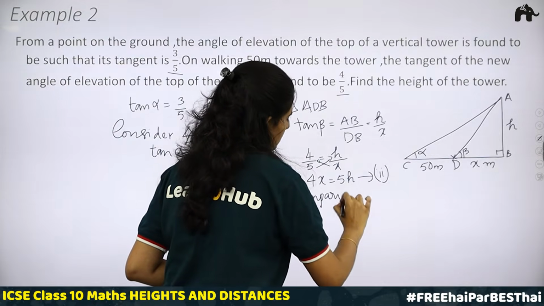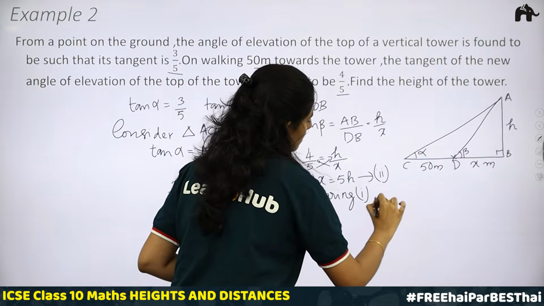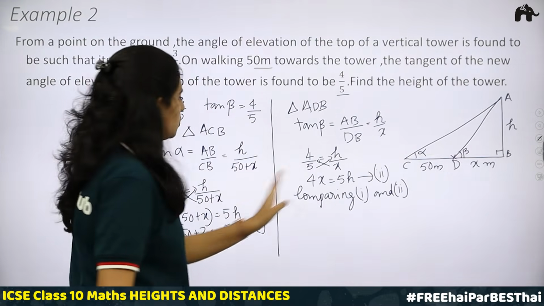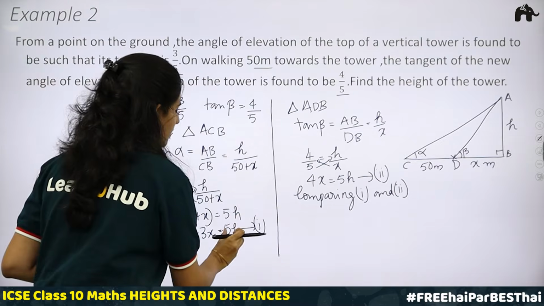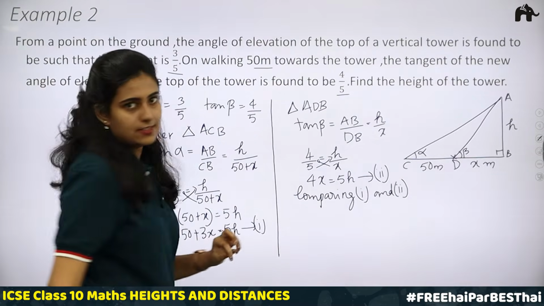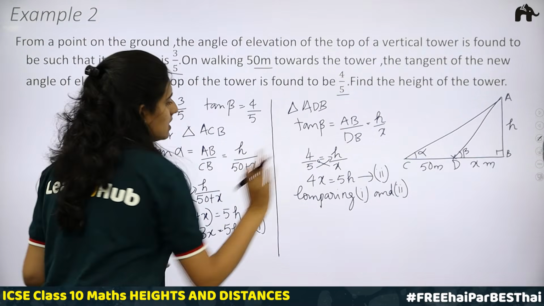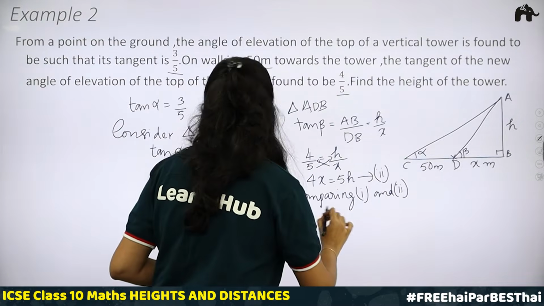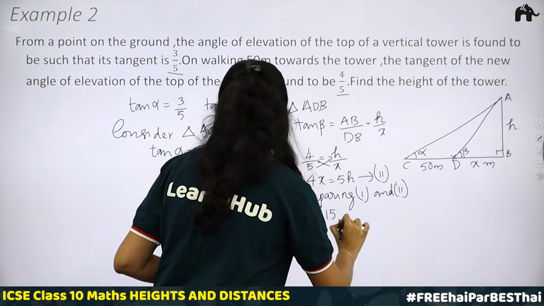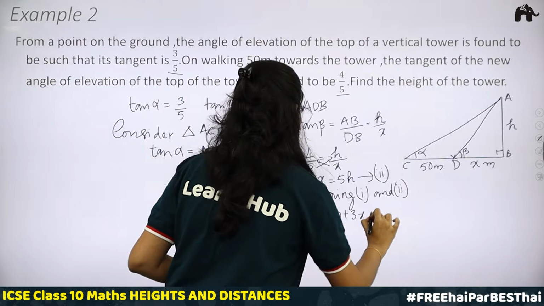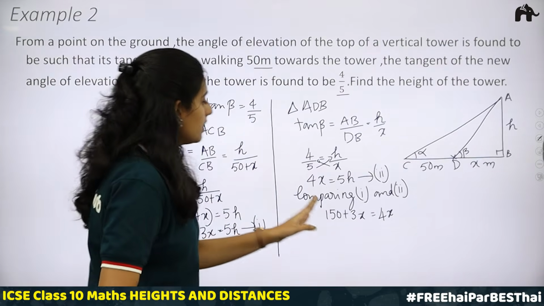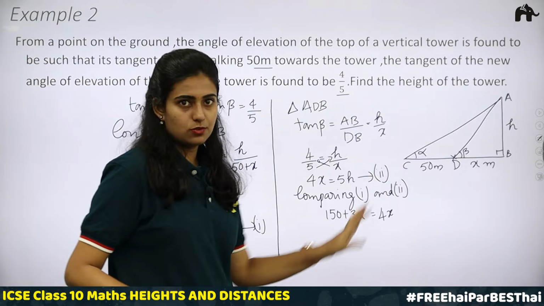Comparing equation 1 and 2. When you check both these equations, on the RHS here we have 5h and here also it is 5h, which means when right hand sides are equal, left hand sides should also be equal. Therefore, 150 plus 3x is equal to 4x. When you compare first and second equation, we get 150 plus 3x is equal to 4x.